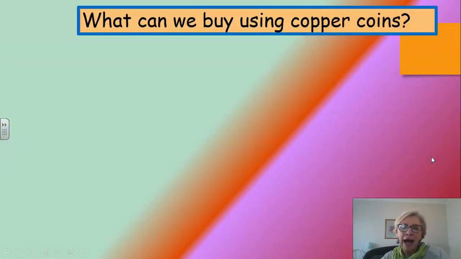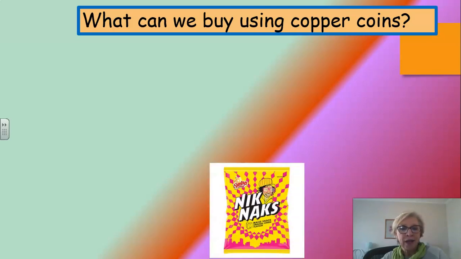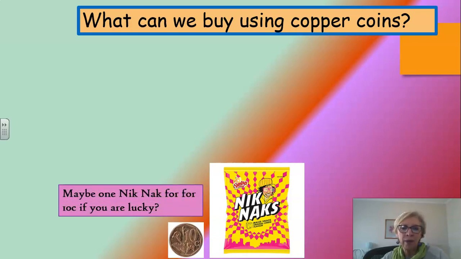What can we buy using our money? I think it's important that you can get an idea of the value of our money. What can we buy using our money at the moment? And remember, this changes as the years go by. Well, if you look at a small packet of knickknacks, for 10 cents, that little copper coin, you could probably get 1 knickknack for 10 cents if you're lucky. And remember, this is changeable.